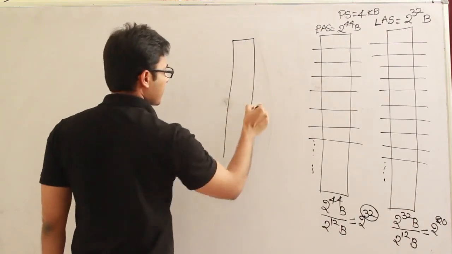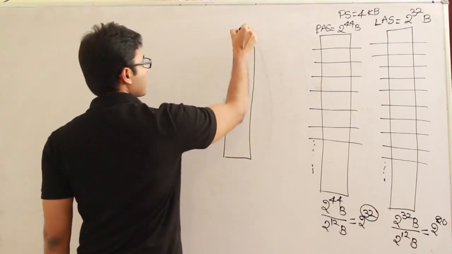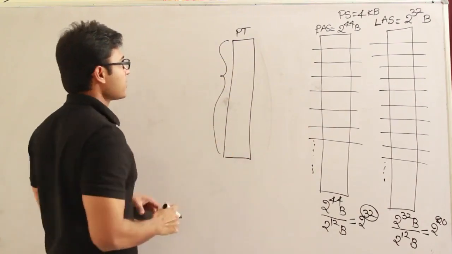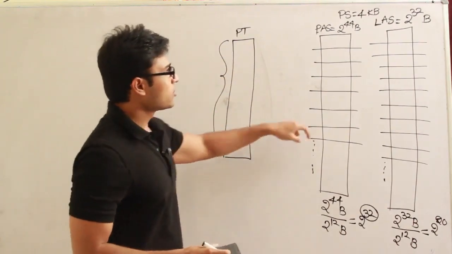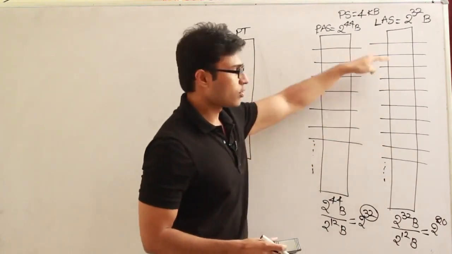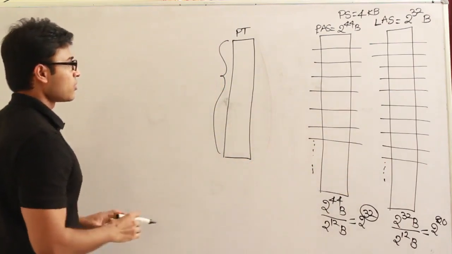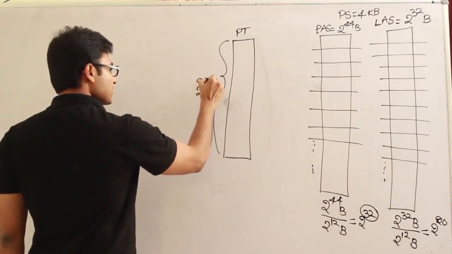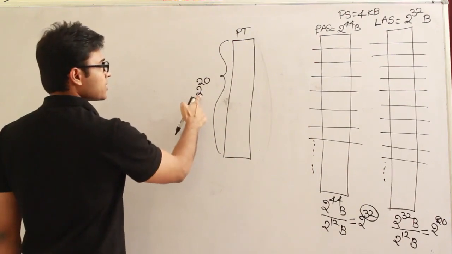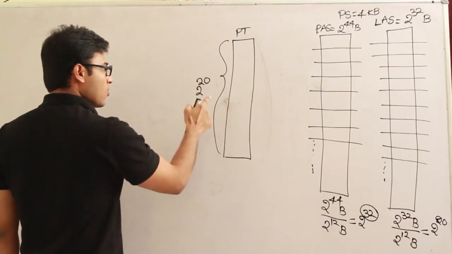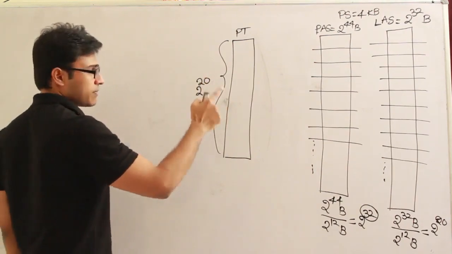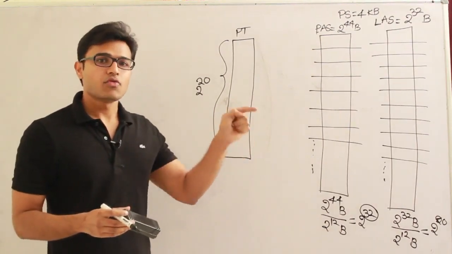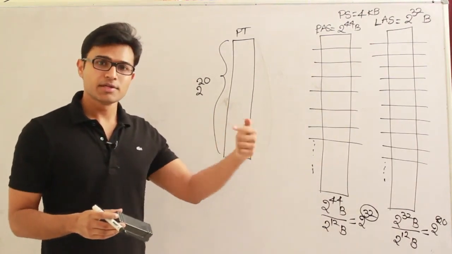Now here the page table is going to contain how many entries? The number of entries in the page table will be equal to the number of pages in the process. Then how many pages are there in the process? 2 power 20. So 2 power 20 entries will be there. One entry will represent one page, and each page entry has to point to the frame in which that particular page is present.